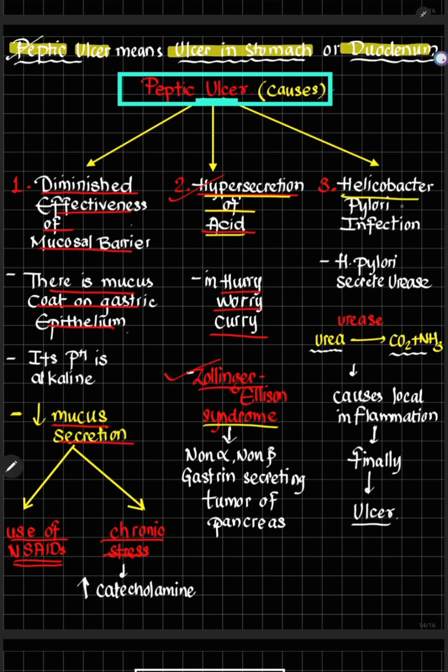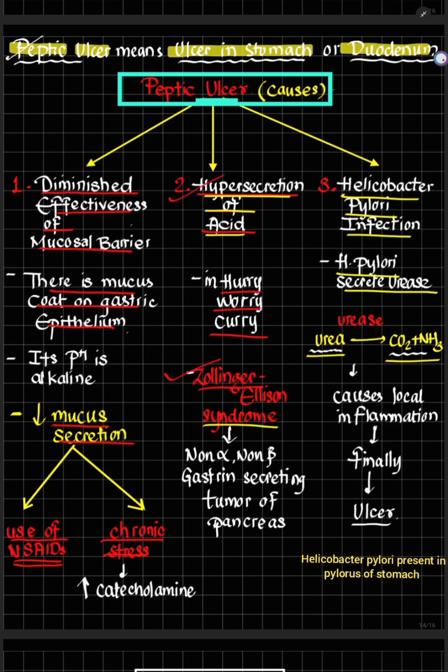The third reason why peptic ulcer occurs is Helicobacter pylori infection. It is a bacterial infection. First of all, what will happen? The Helicobacter pylori is present in the duodenum region. Helicobacter pylori will secrete an enzyme called urease, and urease will convert urea into CO2 plus ammonia. So what will happen here? Urea will break down into ammonia.